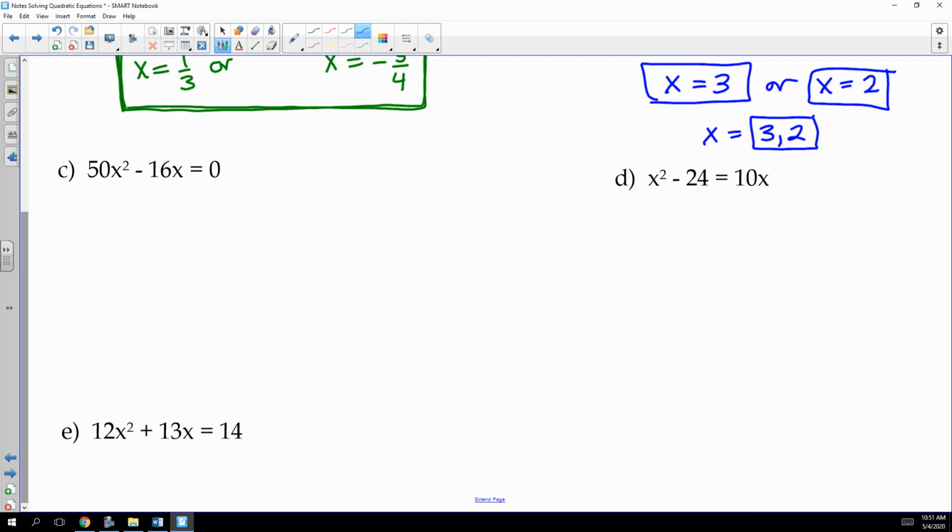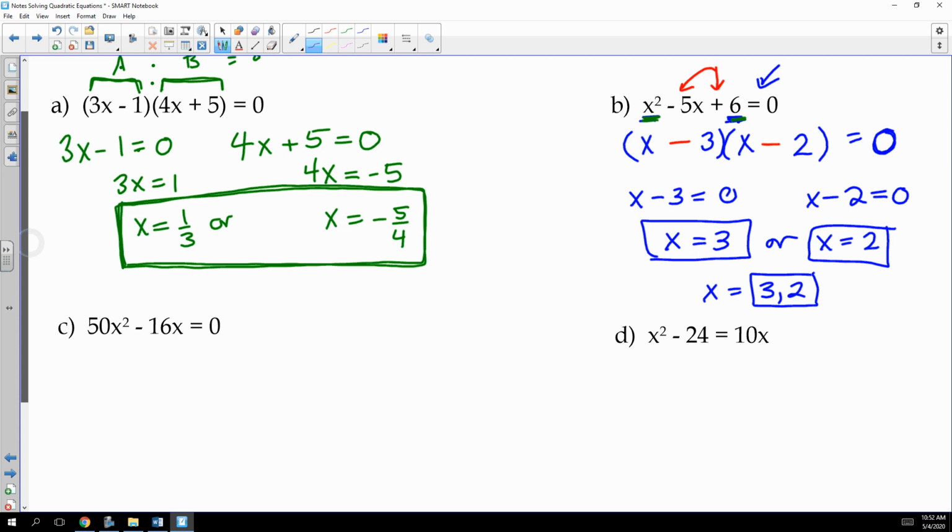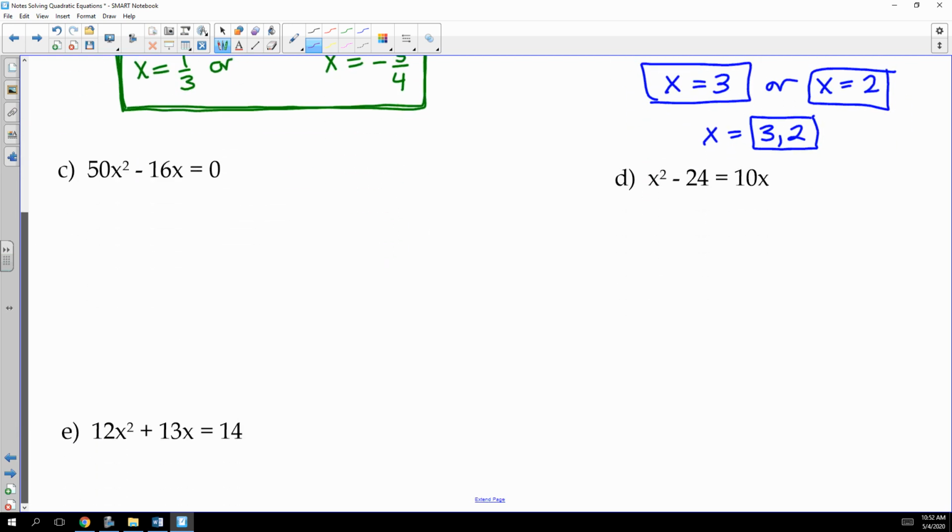50x squared minus 16x equals 0. One thing that I'm going to remind you about is that when you're solving equations by factoring, you should really always try to look and see if you can factor out a greatest common factor first. If you look at problem A, it was already factored. Problem B, there was no greatest common factor. But in this case, there is a greatest common factor. They both have a common factor of 2, and they both have a common factor of x. So we're going to take that greatest common factor out.